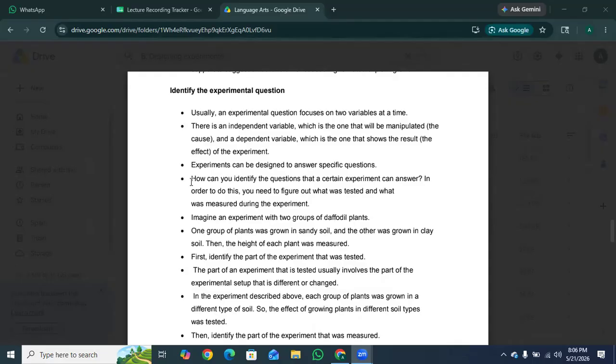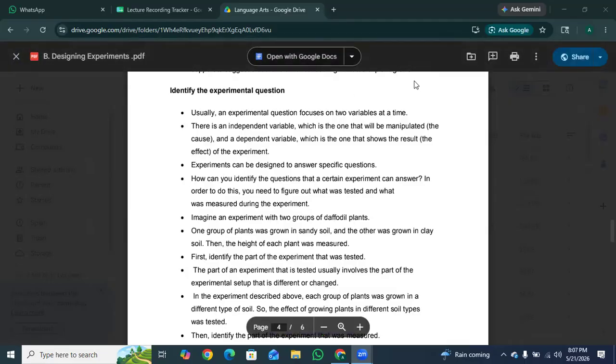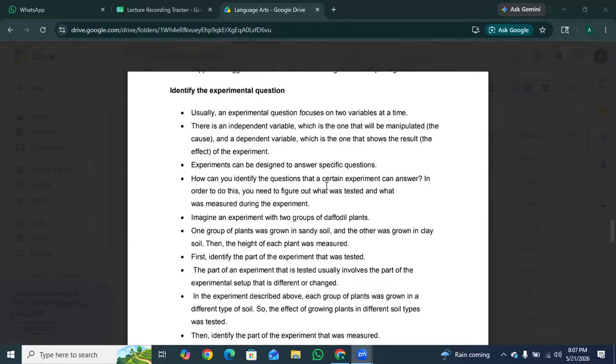So, how can you identify the questions that a certain experiment can answer? In order to do this, you need to figure out what was tested and what was measured during the experiment. So, basically, how to find a question. To easily figure out what question an experiment is trying to answer, you just need to ask yourself two main things. Okay? Like what was tested and what was measured. What was tested means the independent variable, the thing that is changed, and what was measured means the dependent variable, like the final result.